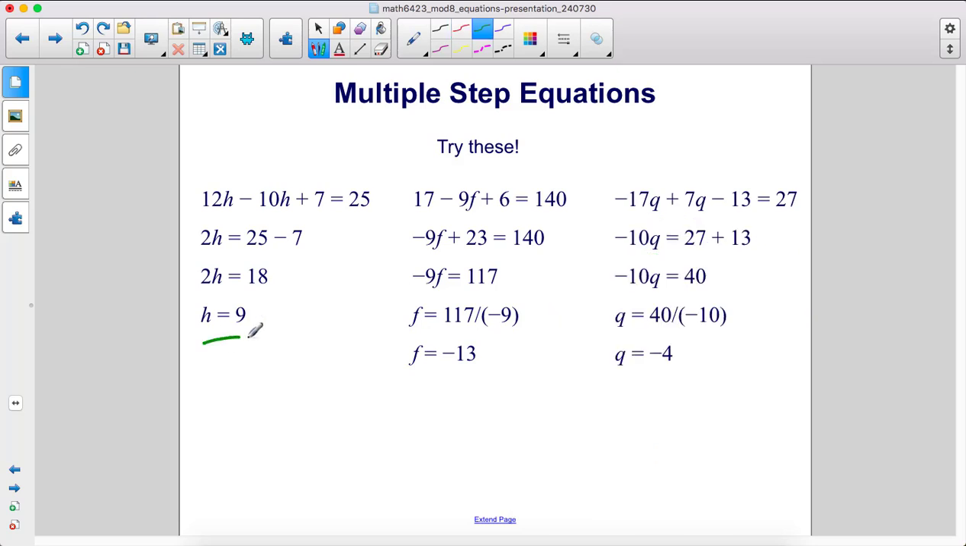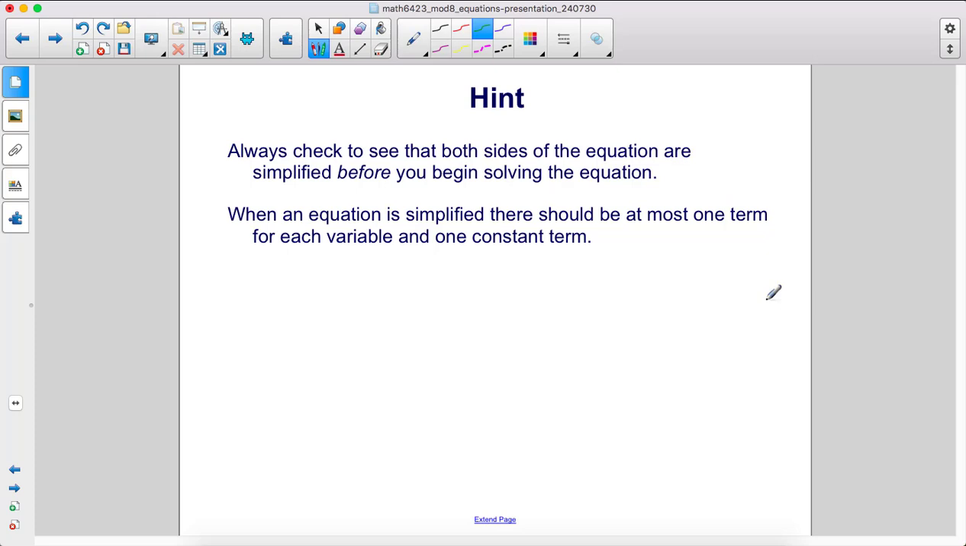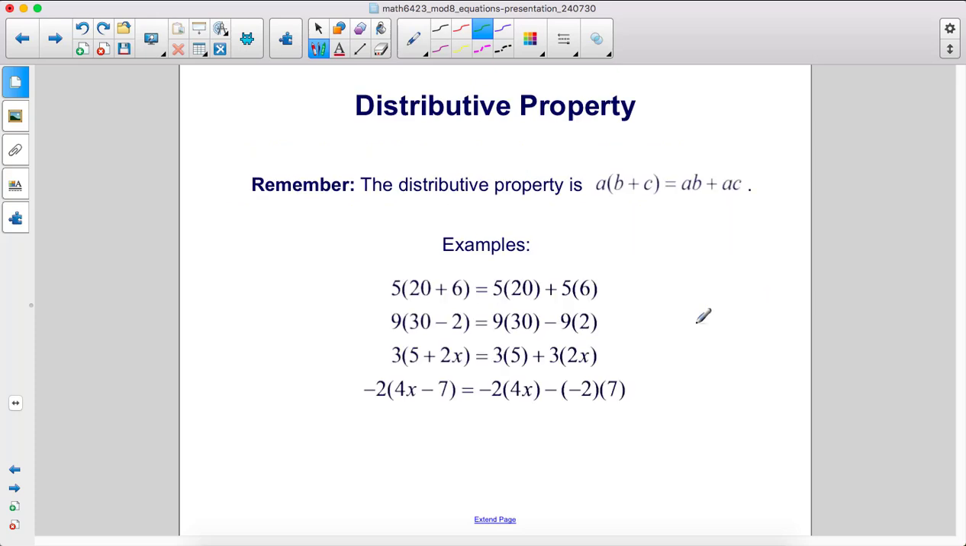And there you go. All of the solutions. Always check to see that both sides of the equation are simplified before you begin solving the equation. When an equation is simplified, there should be at most one term for each variable and one constant term. Remember, the distributive property is A times B plus C equals A times B plus A times C.